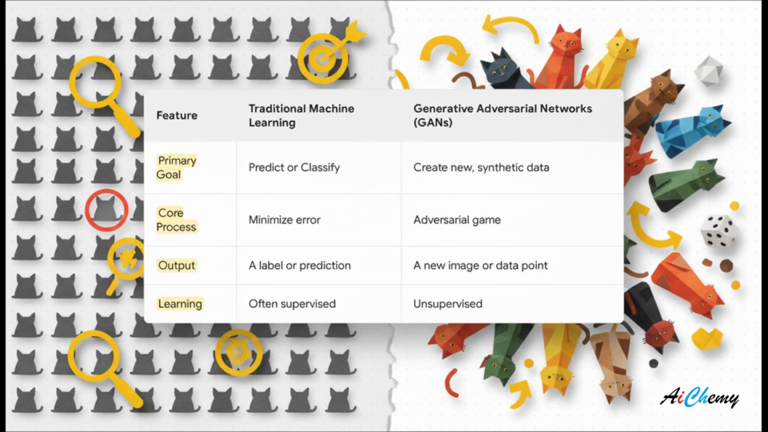Think about it. Traditional machine learning is analytical. You feed it thousands of labeled pictures of cats so it can learn to spot a cat in a new picture. Its whole goal is to predict or classify. GANs, on the other hand, look at thousands of pictures of cats to learn the very essence of what makes a cat, so they can create a brand new cat image from nothing. They're not predicting, they are generating.